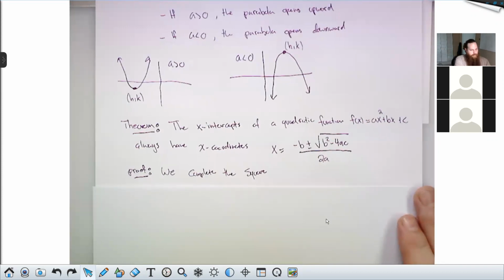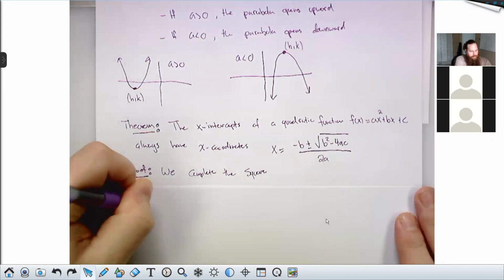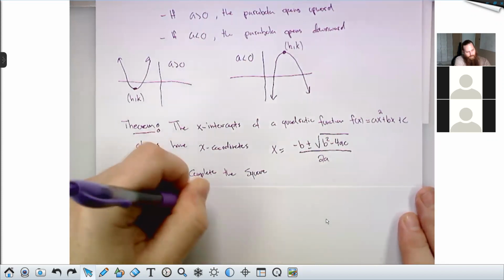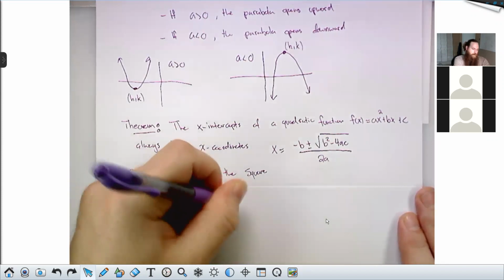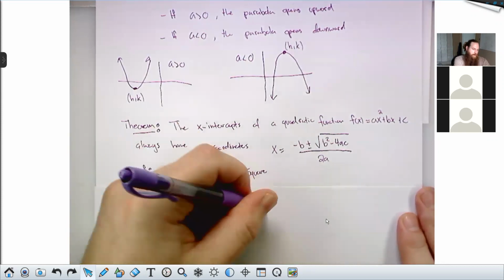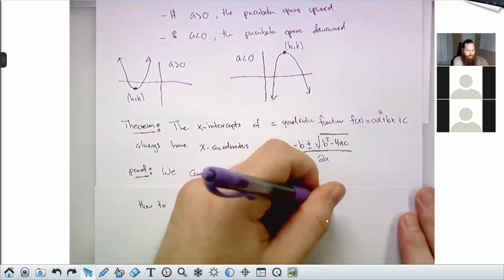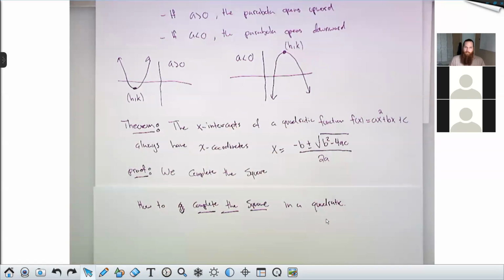And then we're going to talk here about how to complete the square. This is important now, and it will also be important later when we talk about conic sections. So I'm introducing it because we need it for the proof, but also we will need it later in the semester. So please give a page and a half of blank space in your notes, and then after that blank space, write how to complete the square in a quadratic.